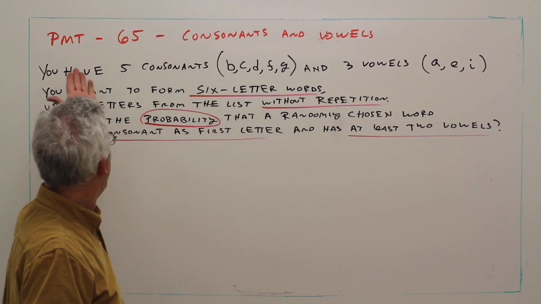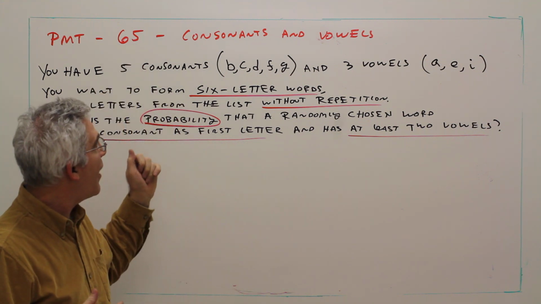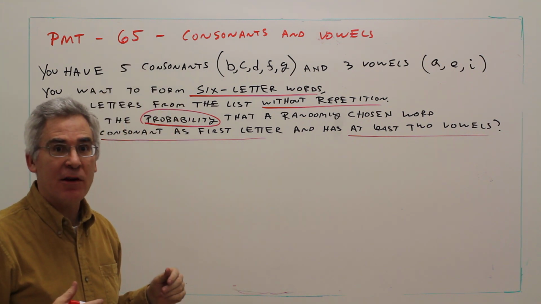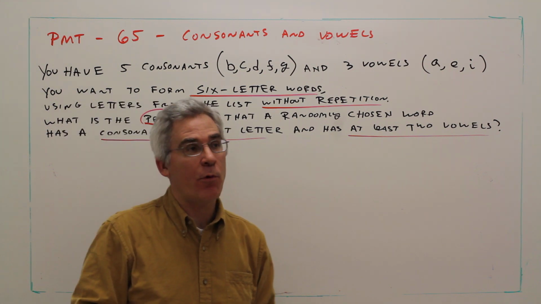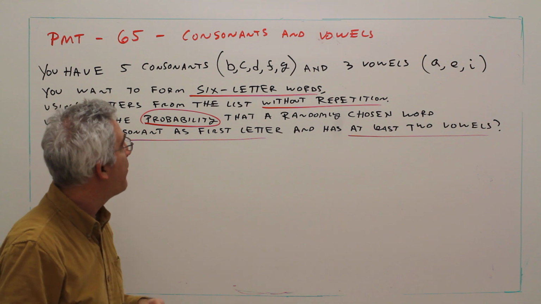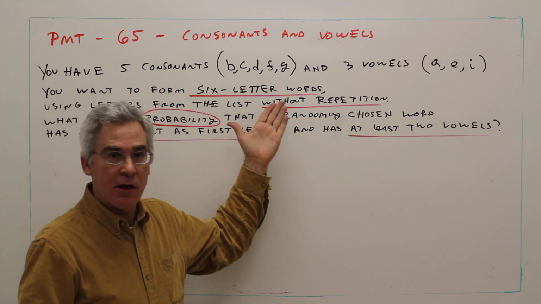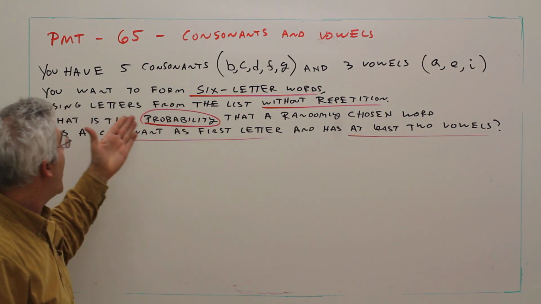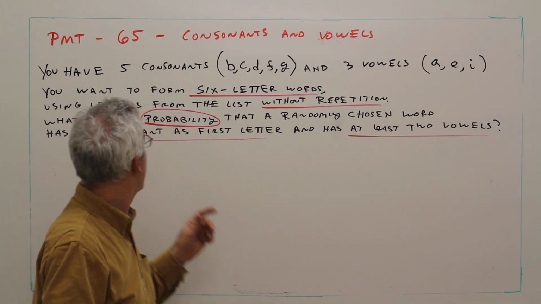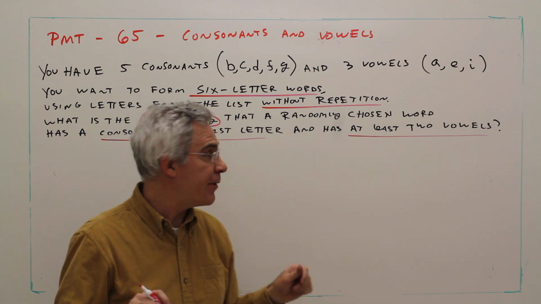Welcome to video PMT 65, Probability Math Team, problem 65, dealing with consonants and vowels. So this is from the packet with the 80 math team questions. Here's the problem. You have 5 consonants, B, C, D, F, and G, and 3 vowels, A, E, and I. You want to form 6-letter words using letters from the provided list with no repetition.